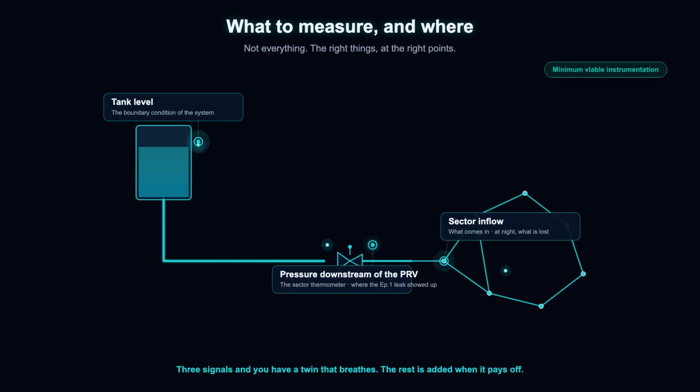Second, inflow to the sector. What comes in tells you how much is being consumed, and at night, how much is being lost. Third, tank level. It is the boundary condition of the whole system. With these 3 signals, critical pressure, inflow, and level, you already have a twin that breathes. The rest you add later, when it gives back more than it costs.